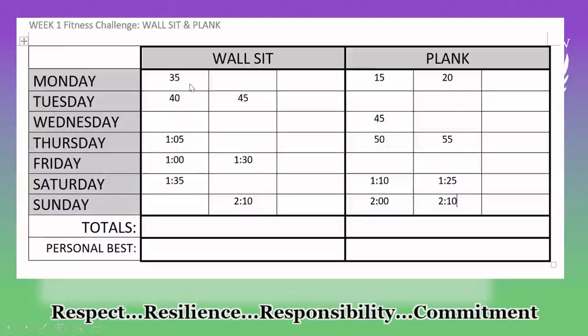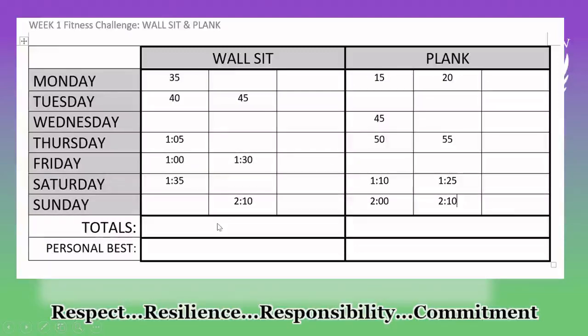And as you can see, I've just filled in my logbook here. This shows that on Monday I did a 35-second wall sit, and I did 2 lots of plank. I did 15 seconds the first time and then 20 seconds the second attempt. So on this logbook you can attempt the exercises 3 times in a day, and I've just put all my times in there through the week. As you can see with the wall sit, my times have gradually increased, so hopefully yours will too.